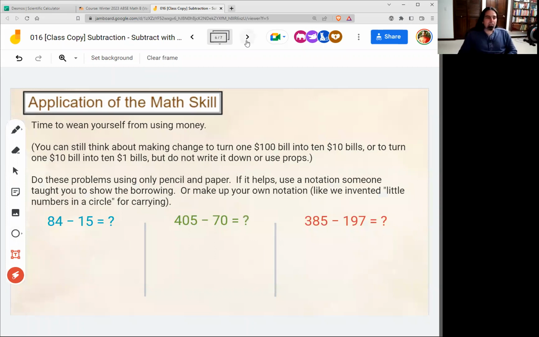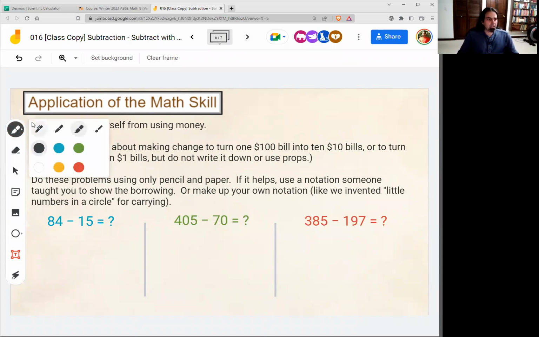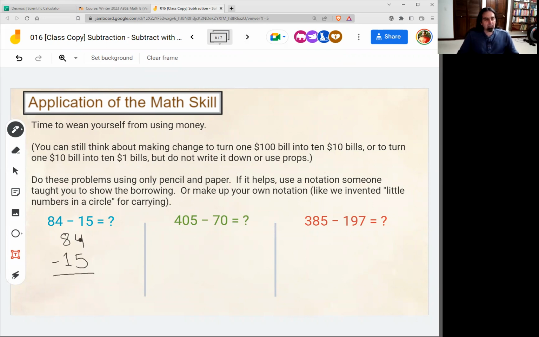Now we can do the same thing, but not use the money because it fits on the page better. So if I want to do 84 minus 15, I'm going to run into the same problem. I have 4 things and I want to take away 5. I can take away the first 4, no problem. But how do I take away the 5th one? Where do I get a 5th one to take away? It's not in the ones column to start with.